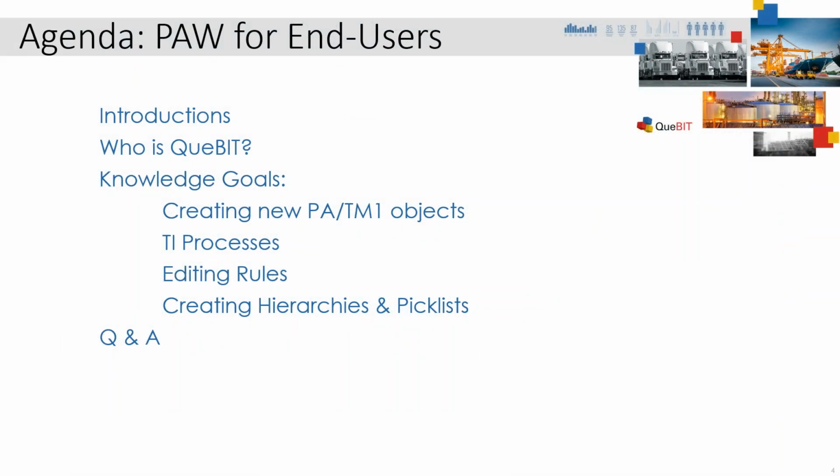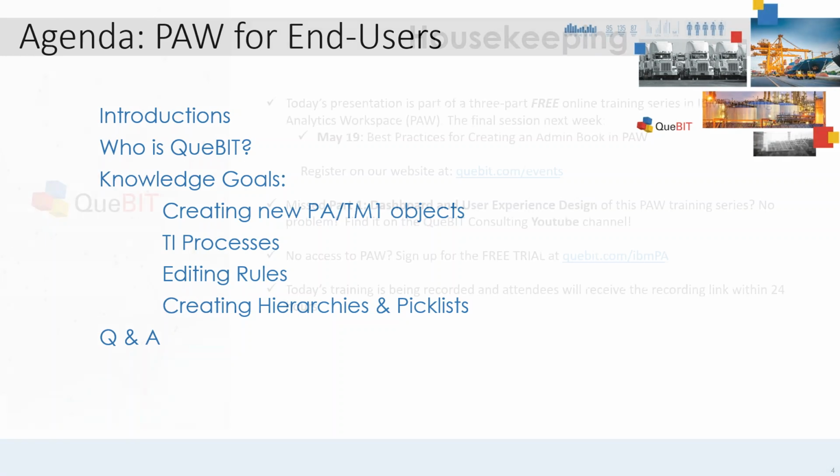So the agenda for today is to cover creating new objects in Planning Analytics, such as elements, dimensions, and cubes. And then we're going to talk about how we do TI processes and rules in PAW, along with creating a pick list for your users. So we'll be sure to leave some time at the end for a little Q&A as well.